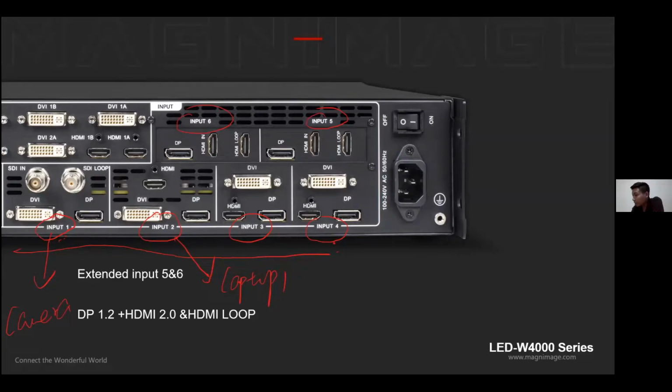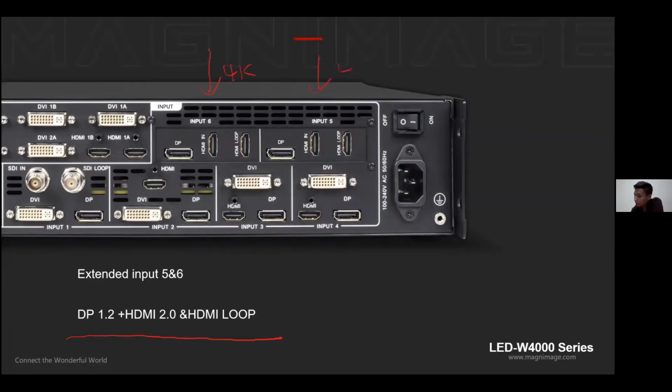And here, group 5 and group 6, HDMI and DP is 4K. That means you can connect the resolution input. You can check in here. It's DP 1.2 and HDMI 2.0. If you use the media server, you give 2 outputs 4K. So you can connect 4K 1 and 4K 2 from this model.